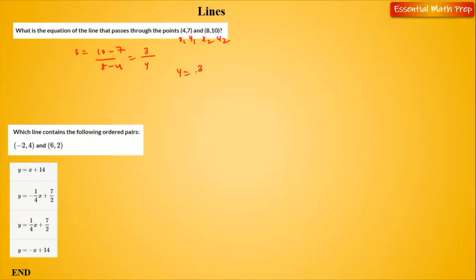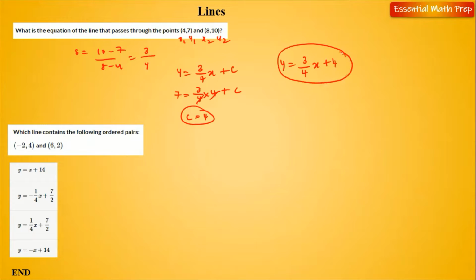y equals 3 over 4x plus c. You can substitute any one of the values to determine the intercept, so you can complete the equation. Let's just use 4, 7. So 7 equals 3 over 4 times 4 plus c. So c equals 4. Hence, the equation is y equals 3/4 x plus 4. Very easy.